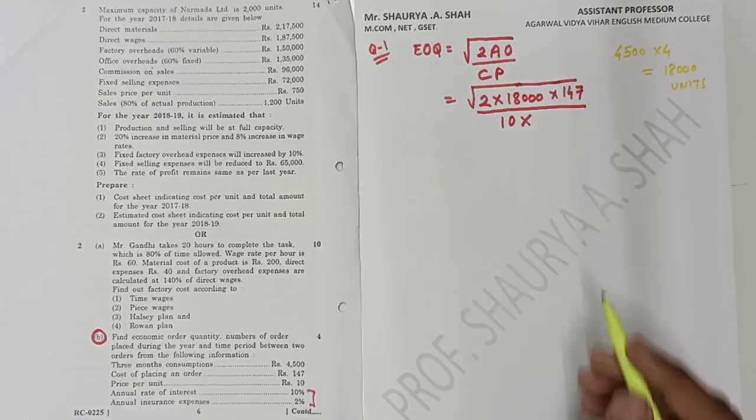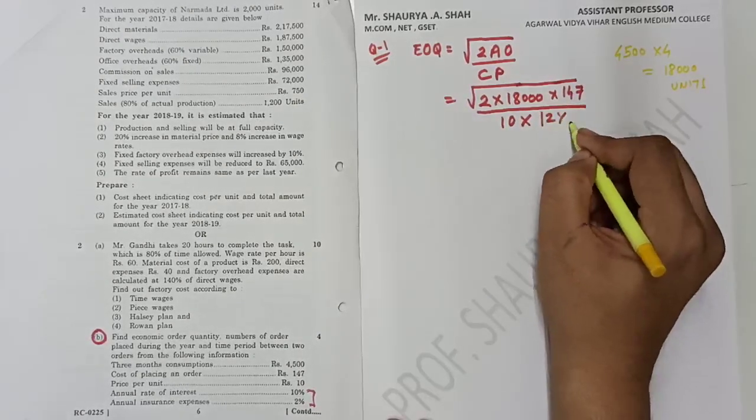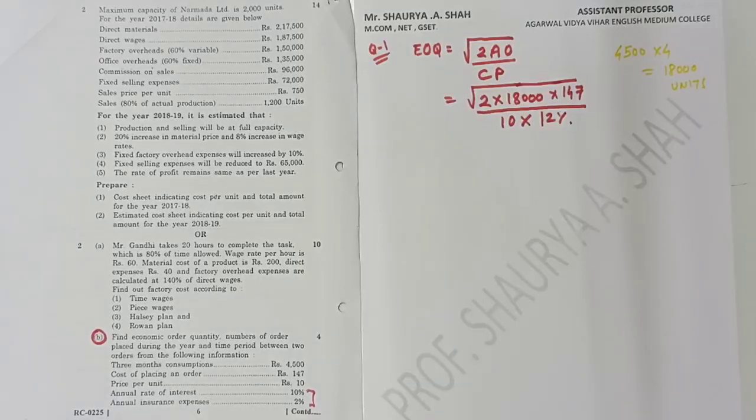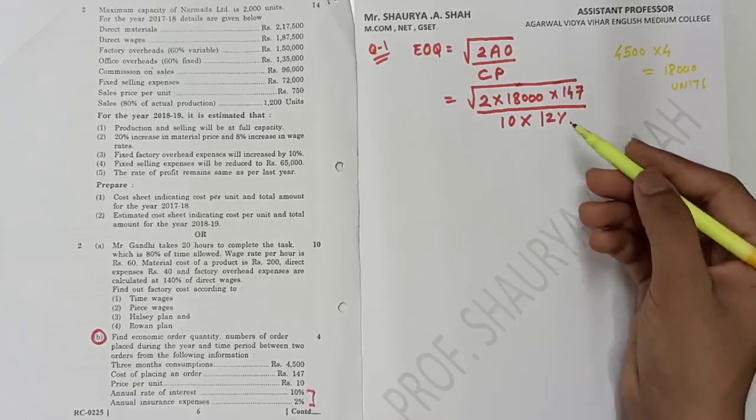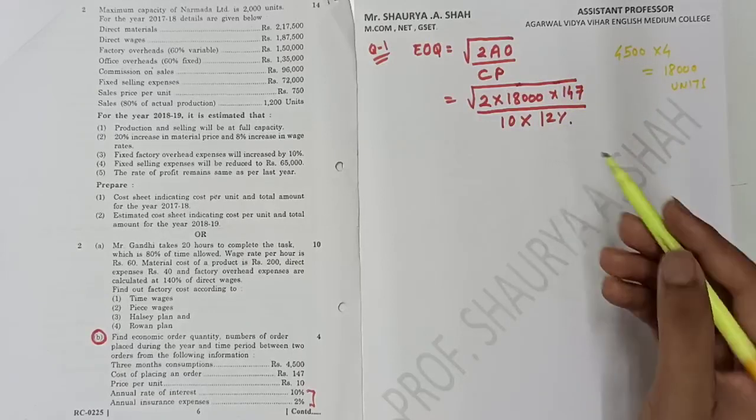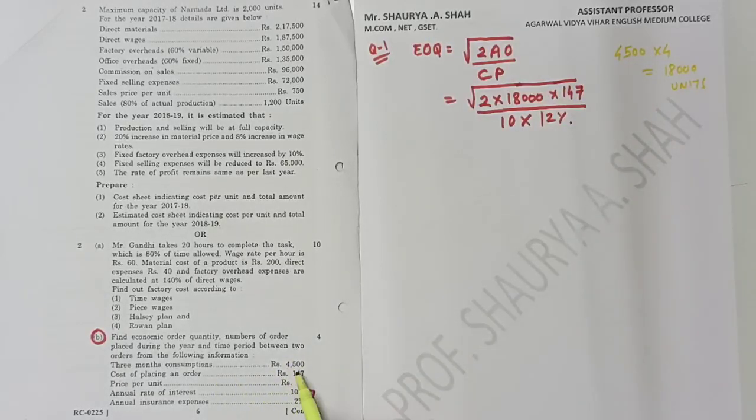But add up both the things, then it will be 12 percent. So what I have got, I simply know the formula, everything is given in the sum ready-made, you have to just put it in the formula. So EOQ is equal to the square root of 2AO upon CP. I have just calculated the annual consumption.